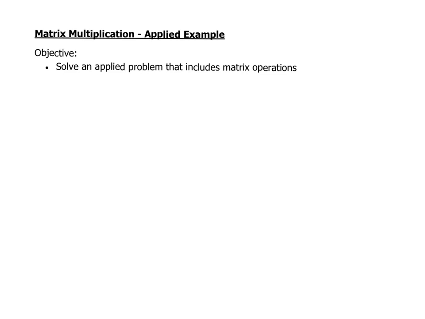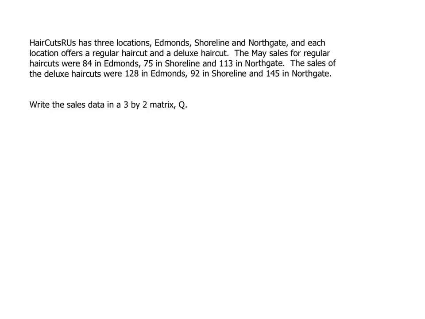In this video, what we're going to do is solve an applied problem that includes some matrix operations. We have the scenario where Haircuts R Us has 3 locations, Edmonds, Shoreline, and Northgate, and each location offers regular haircuts and deluxe haircuts. In May, sales for regular haircuts were 84 in Edmonds, 75 in Shoreline, and 113 in Northgate. And then we have similar numbers for the sales of deluxe haircuts.